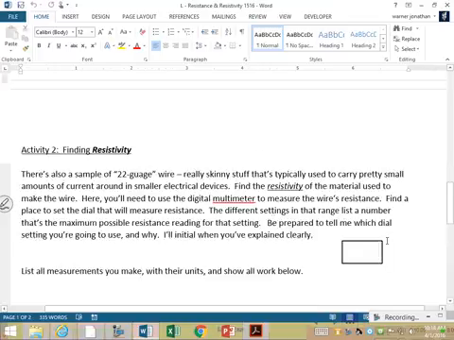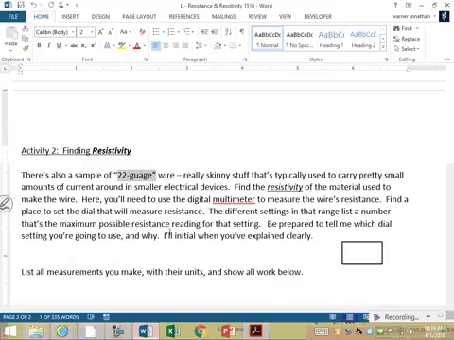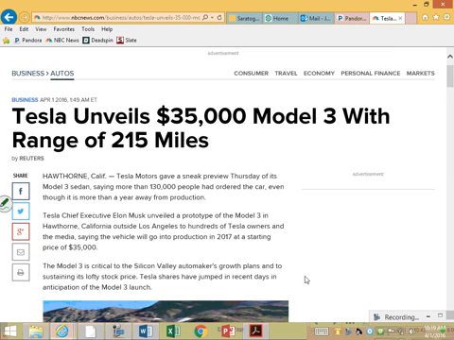Activity 2 is to find the resistivity of some real skinny wire. There's 22 gauge wire, which is the really skinny stuff. There are some long sections of it around the room, and there are some tape measures you can use to measure long stuff. So same thing, measure the length, measure the cross-sectional area. This one you have to measure the resistance of with an ohm meter, and then you'll calculate the resistivity. Now, as far as measuring cross-sectional area, let me hang on a sec.